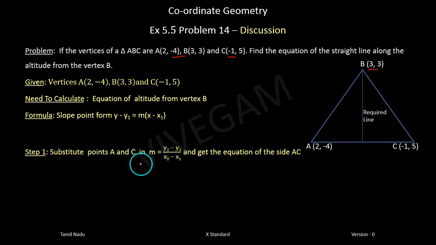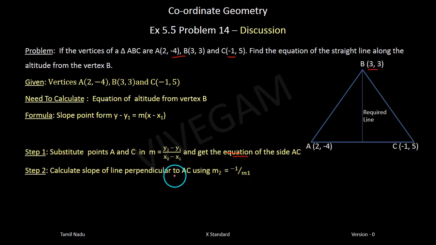So step 1: substitute points A and C in m equal to y2 minus y1 divided by x2 minus x1 and get the slope of the side AC. Next, calculate the slope of the line perpendicular to AC using m2 equal to minus 1 by m1. Whatever slope you get, let's say you get 4, it will be minus 1 by 4. That will be the slope of the line perpendicular to AC, which is the required line, correct?